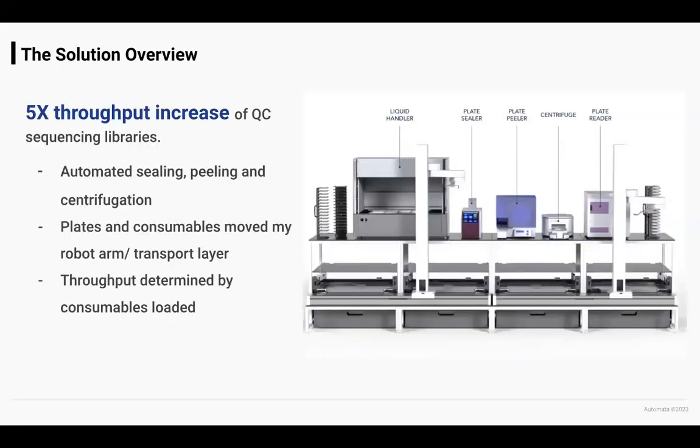So how did we do it? This is the QC system, and I'll take you through the labware journey, or the sample journey. On this system, you'll see the labels there at the top, we have a liquid handler, plate sealer, plate peeler, centrifuge, and plate reader. All of these can be controlled by the Automata software, and they are all available to use for automation.